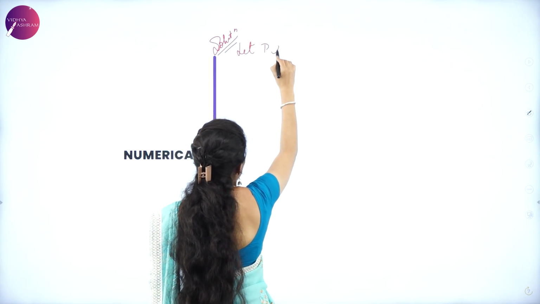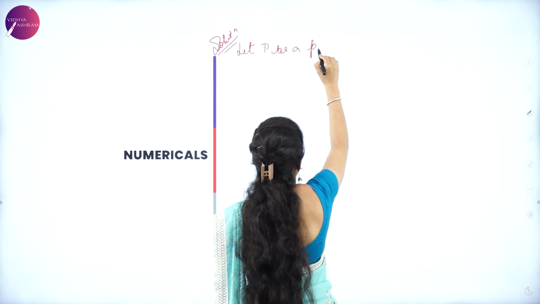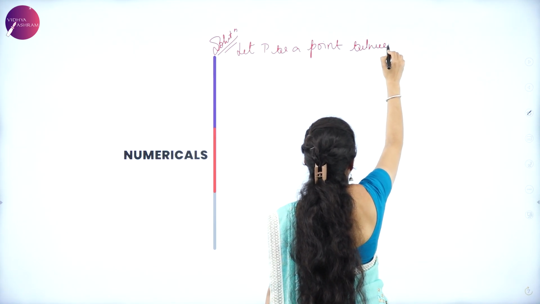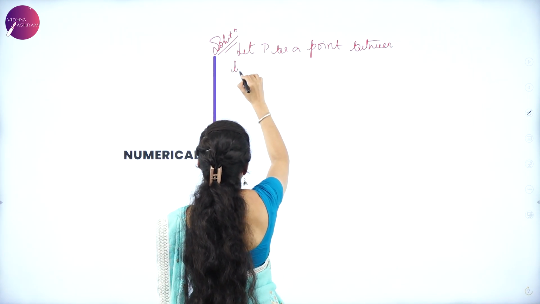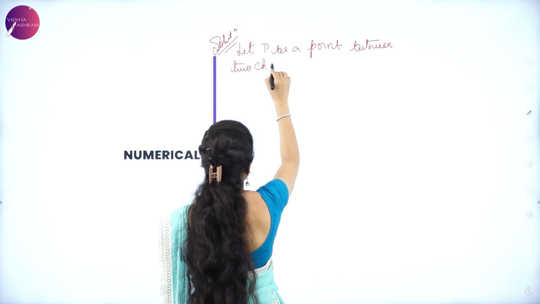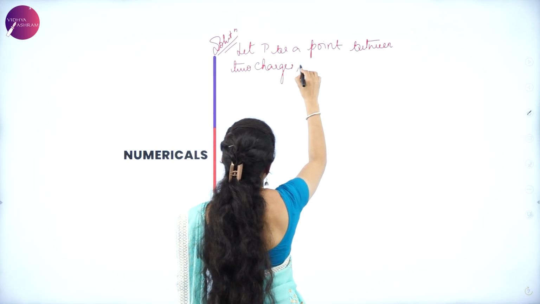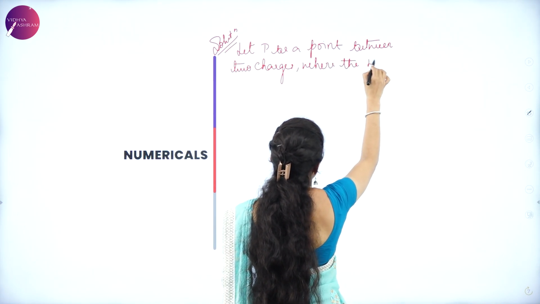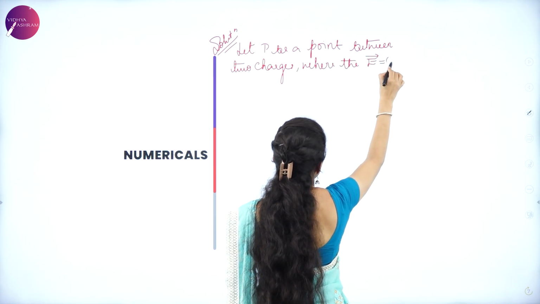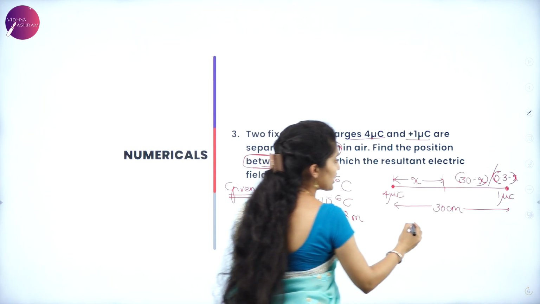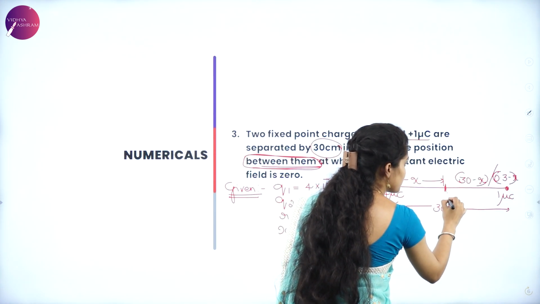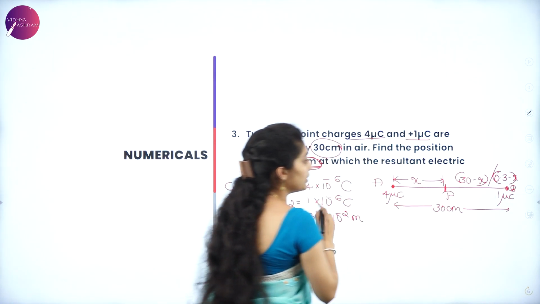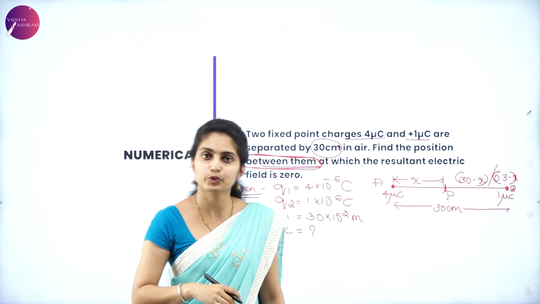Let P be a point between two charges where the electric field is 0. So I can just remodify the diagram by writing this point as P. So this can be A and this can be B. A, B, and the middle point is said to be P.